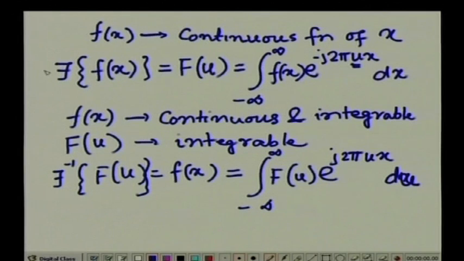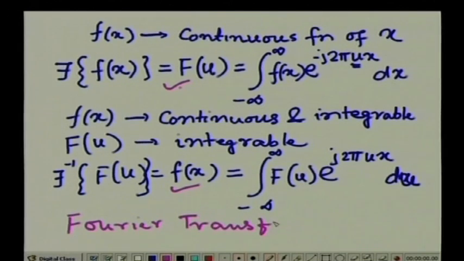And these two expressions, the expression for F(u) and the expression for f(x), are known as Fourier transform pairs.